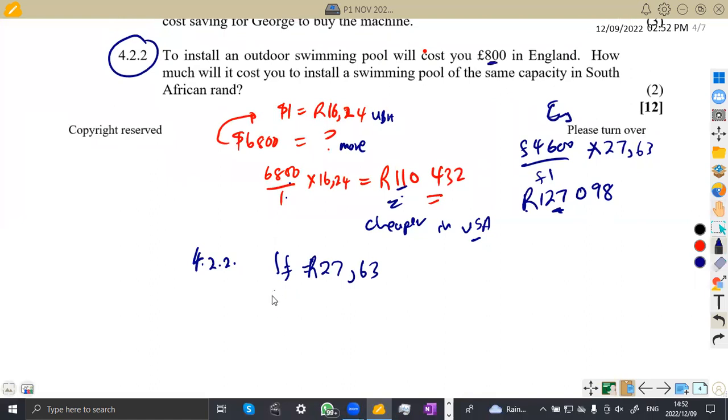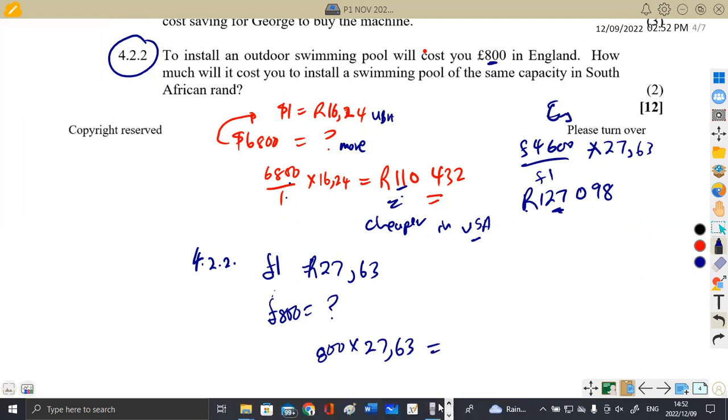So just like what we had there, we are going to multiply. This is actually 1 pound here. So what is the equivalent? Just like what we had previously, we're going to multiply 800 by 27.63.